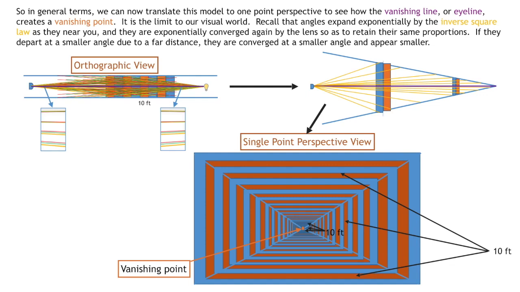So in general terms, we can now translate this model to a one-point perspective to see how the vanishing line, or eye line, creates the vanishing point. It is the limit to our visual world. Recall that angles expand exponentially by the inverse square law as they near you, and they are exponentially converged again by the lens so as to retain their same proportions. If they depart at a smaller angle due to a far distance, they are converged at a smaller angle and appear smaller.